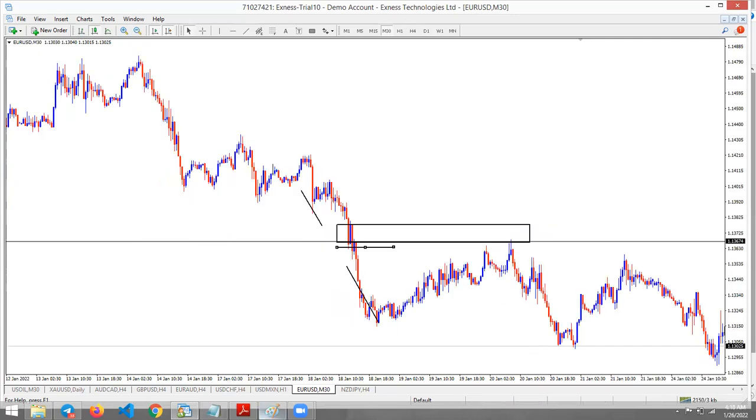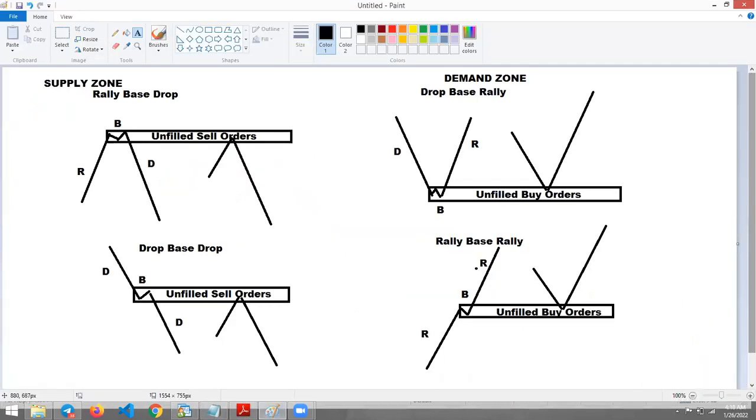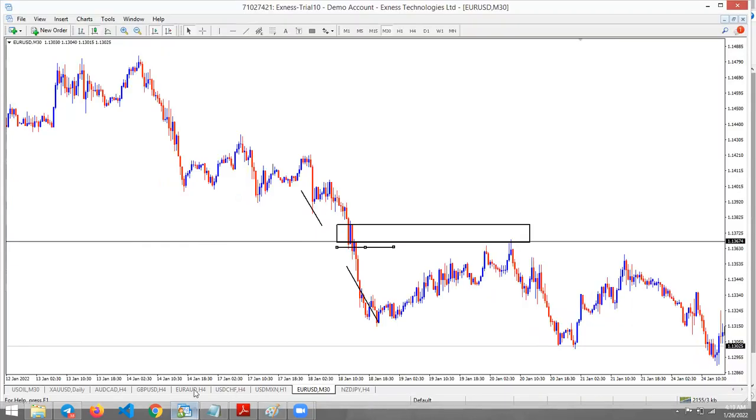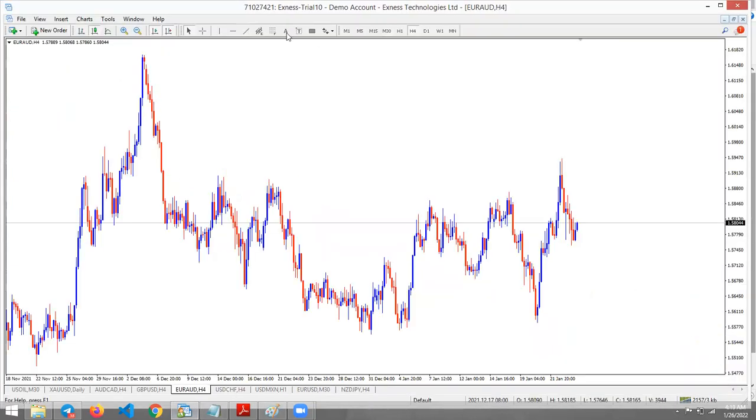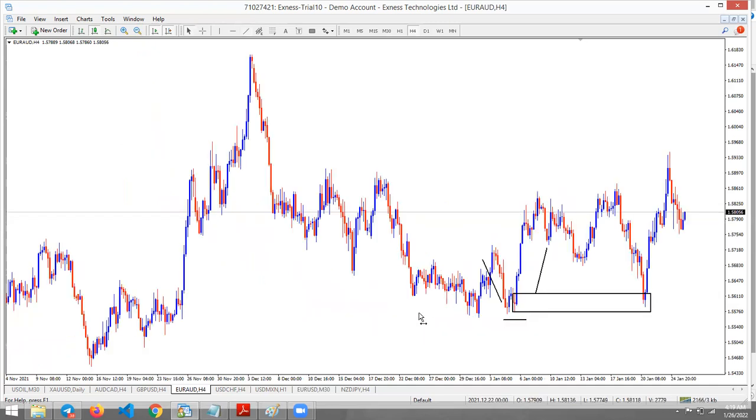Let me see a rally base rally. Let me get a few examples. Yeah, I think we have a few examples. That is our base. So you can see our price dropped, then it formed the base, and then it rallied. Yeah, there are quite a number of examples.